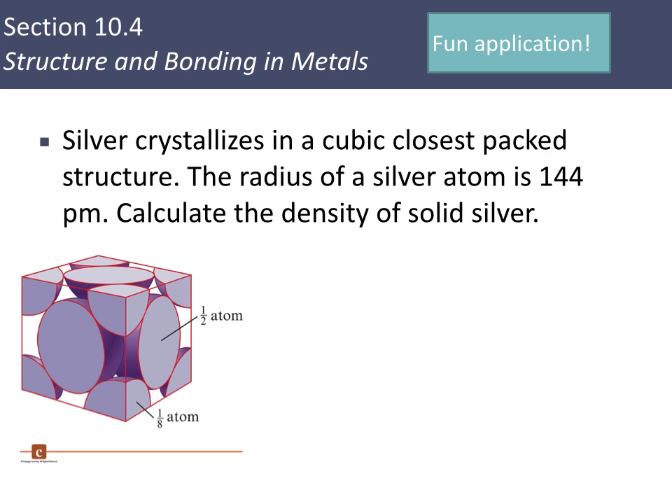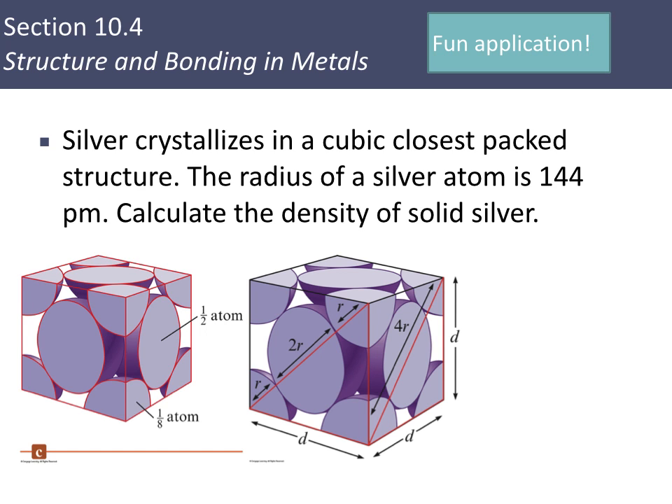We went through an example in class where we tried to determine the density of solid silver given information about its radius. And for this, you have to remember that cubic closest packing means face-centered cubic. And you have to note that the atoms touch along the diagonals of each face, but not along the edges.